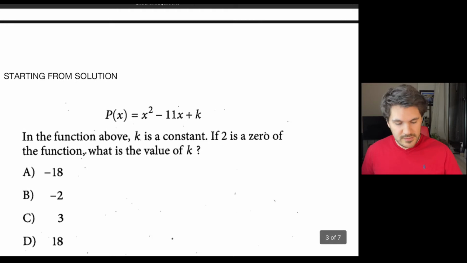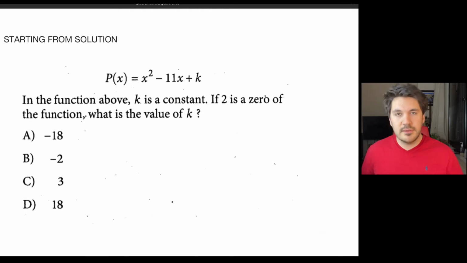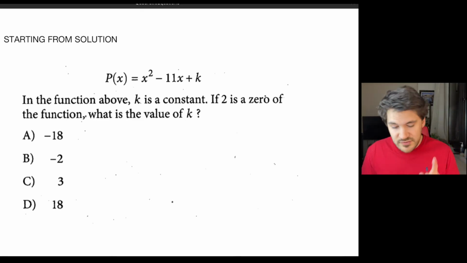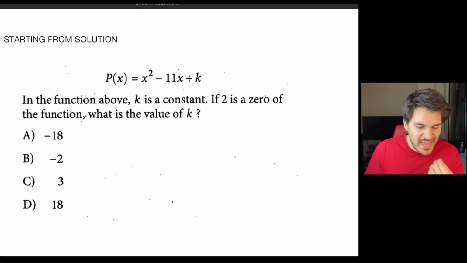Now, the next topic is starting from the solution. Sometimes they'll give you part of the quadratic equation, and they'll give you a solution, and they'll ask you to get the rest of it. So for example, we have a function here. P of x is equal to x squared minus 11x plus k, and in the function above, k is a constant. If 2 is a 0 of the function, what is the value of k?